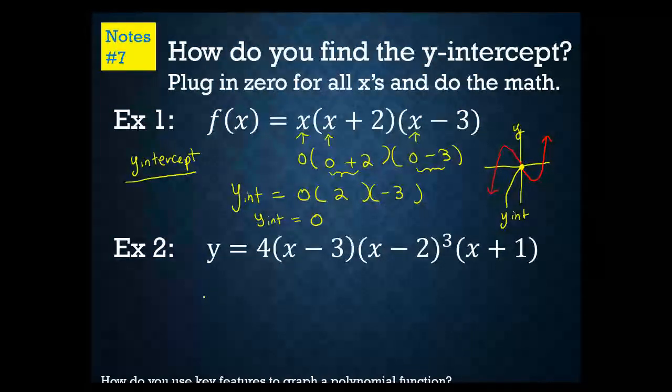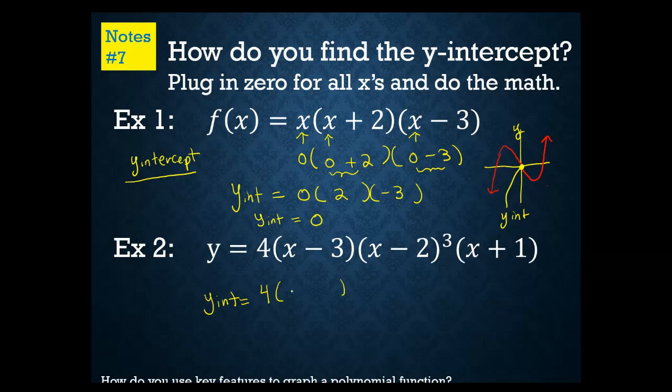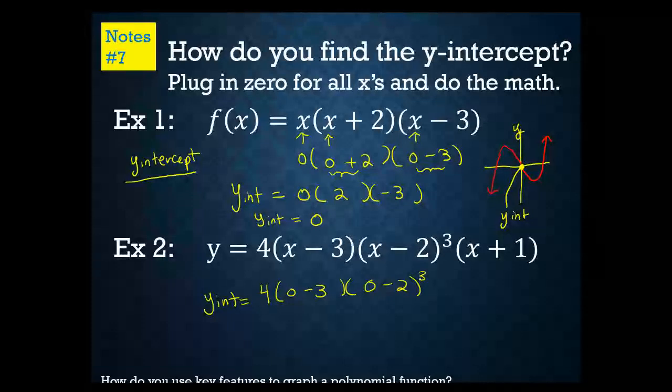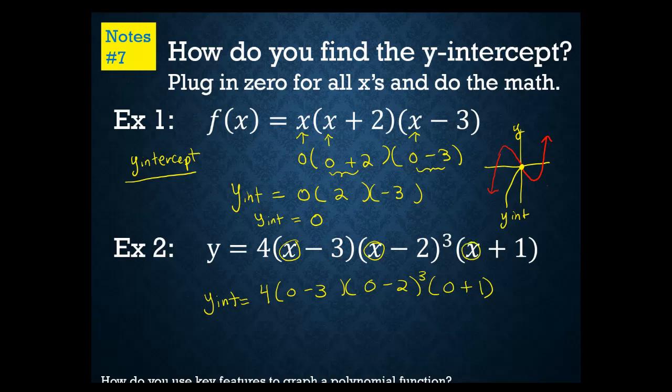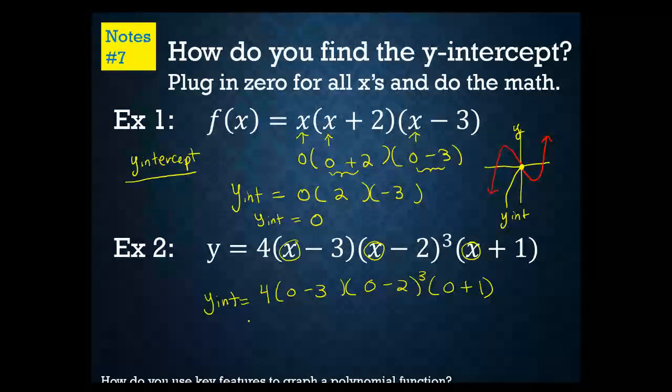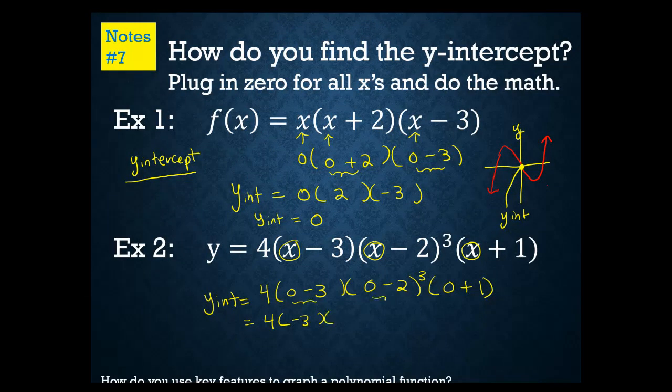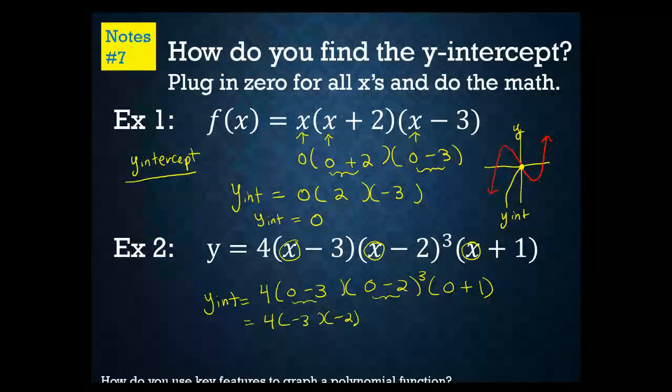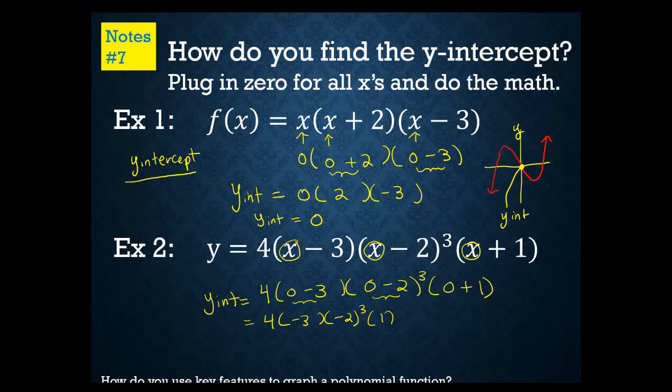All right, so if we need to find the y-intercept, we're just going to take the problem, and every time we see an x, we plug in a 0. This one's cubed, careful. So in all of these 3 spots, we plugged in a 0. And then you just do the math. I bring down the 4. 0 minus 3 on the inside here is negative 3. 0 minus 2, and then you have to cube it, is negative 2 cubed. And then the back one is 0 plus 1, which is just 1.